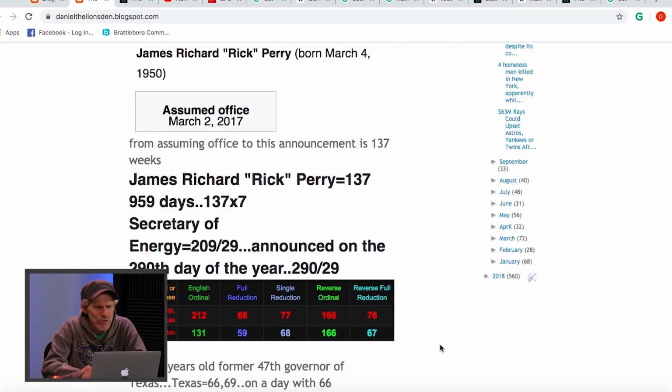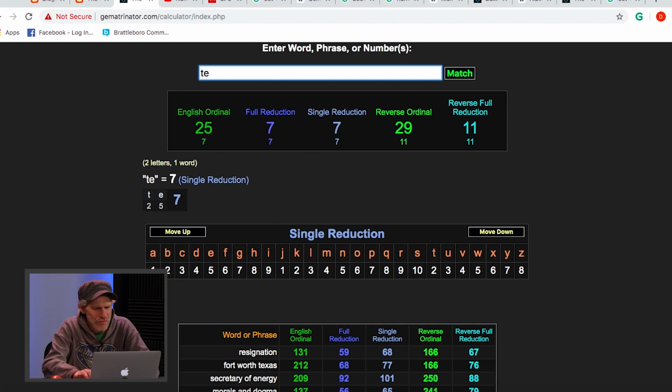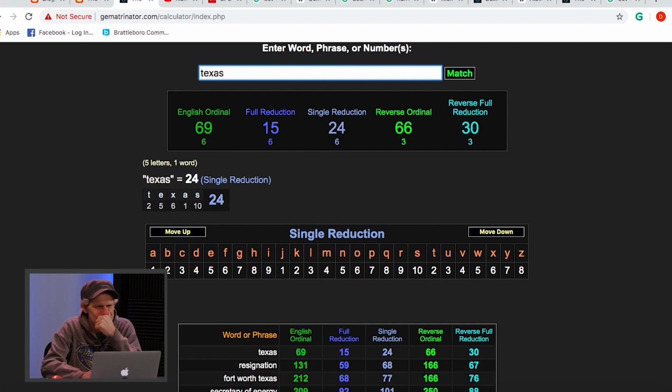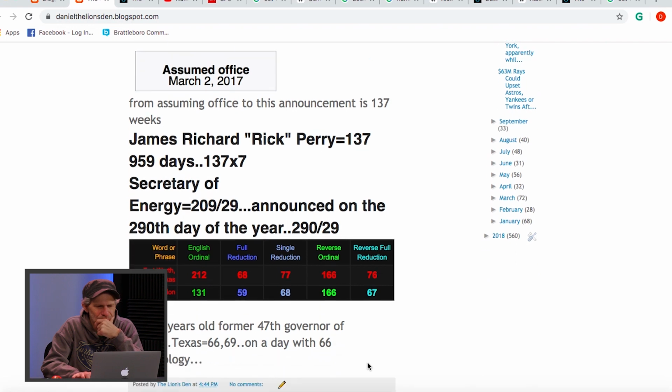So he's 69 years old, and the 47th governor of Texas, they love that number. Texas 69. He's from Texas. Why would they announce that he's 69? Because he's from Texas, and they announced it in Texas. And it was on a day with 66 numerology.